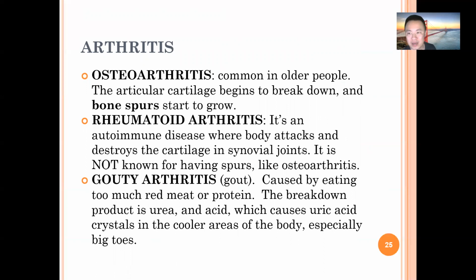Now, osteoarthritis here is common in older people, and the articular cartilage begins to break down and bone spurs begin to grow. Rheumatoid arthritis is an autoimmune disease where the body attacks and destroys cartilage in the synovial joints. It is not known for having spurs, like osteoarthritis does. Now, gouty arthritis or gout, this is caused by eating too much red meat or protein, and the breakdown product here is uric acid, which causes uric acid crystals in cooler areas of the body, especially in the big toes.